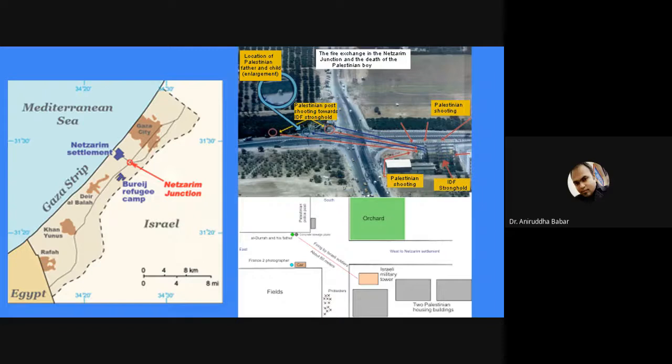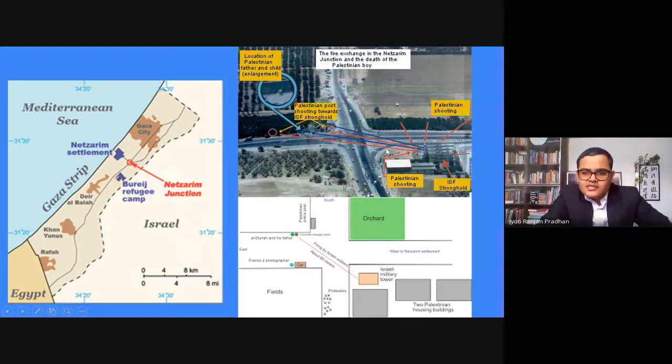Okay, so what happens in Gaza, there is this small military encampment. You see on the map on the left, in the Netzarim Junction. This is the Netzarim Junction. And this military outpost is being fired upon by the Palestinian, we can say, Israeli side would have referred to them as terrorists for sure. And the Israeli IDF soldiers are holed out here. And there is a father and son who are stuck here.